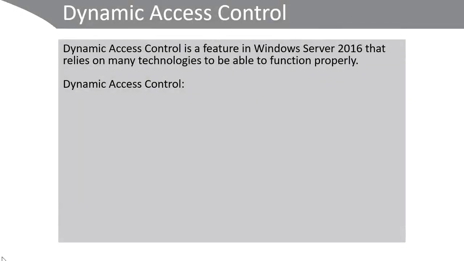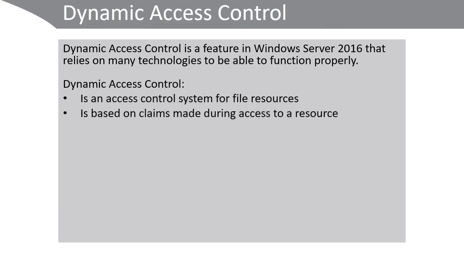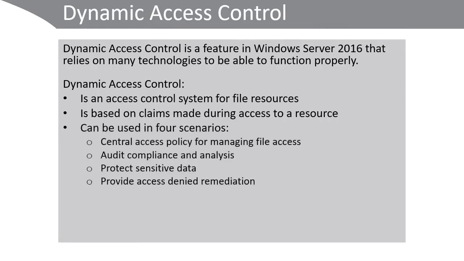Dynamic Access Control is a feature in Windows Server 2016 that relies on many technologies to be able to function properly. Dynamic Access Control is an access control system for file resources. It's based on claims made during access to a resource. It can be used in 4 scenarios.